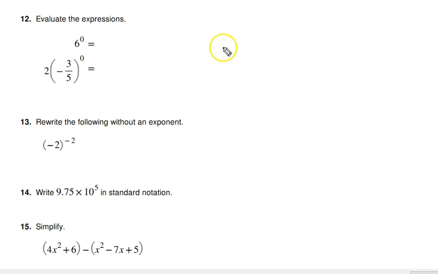Now, these next few are pretty straightforward. Anything to the 0 power is 1. So 6 to the 0 power is 1. Now, again, anything to the 0 power, but the only thing to the 0 power is what's in parentheses here. So all of this just becomes 1. And then we go 2 times 1 is 2.